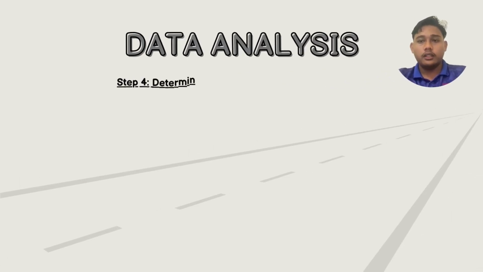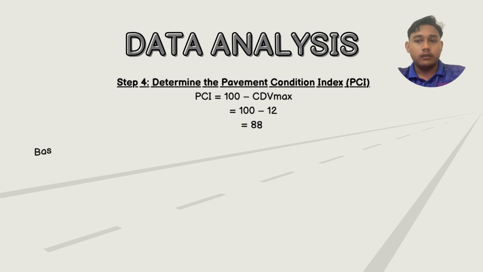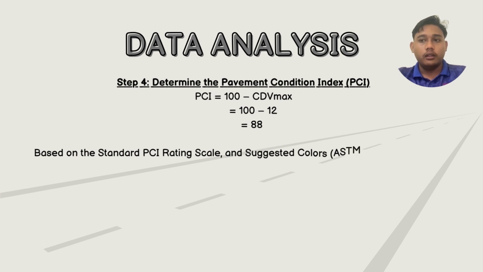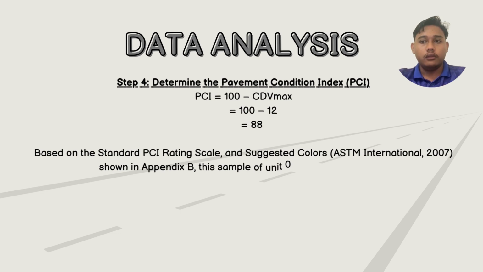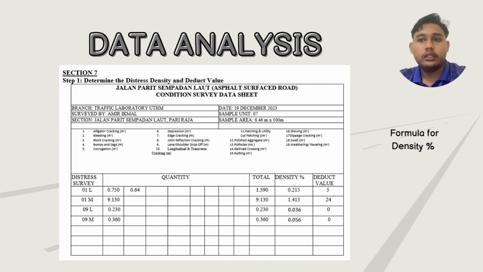So step 4 is determine pavement condition index. The corrected deduct value maximum is 12, and the value we key in the formula we get 88. So based on the standard PCI rating scale and suggested color shown in Appendix B, this sample of unit 5 is in a good condition. So this is section 7.